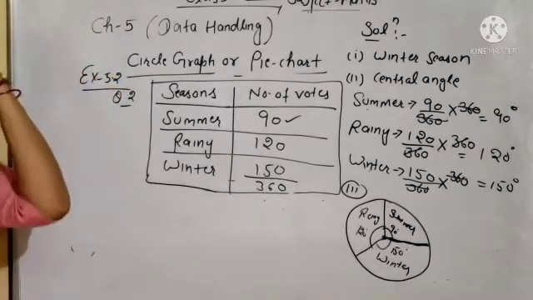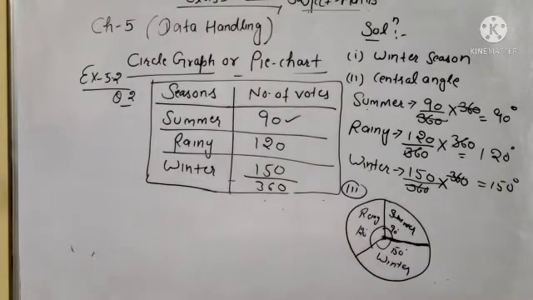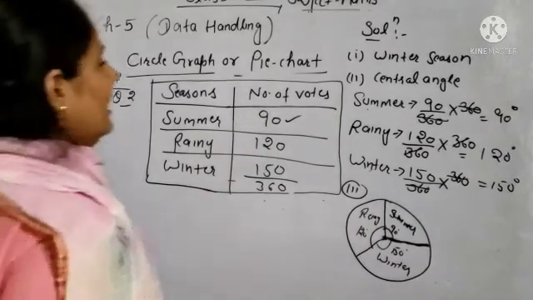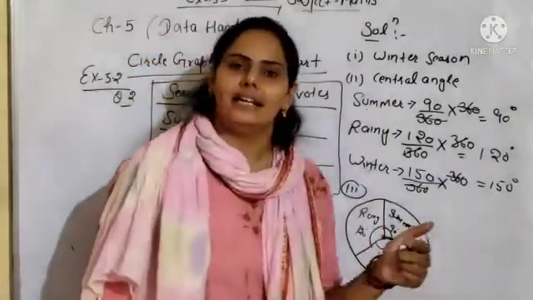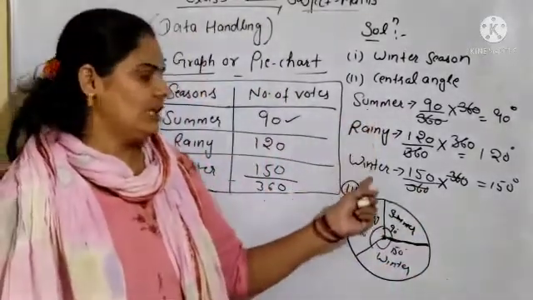Is it clear? So in the first part, what will you do, beta? You only have to find out which season got the most votes. Simply, you can see winter season got the maximum votes, 150 votes. Second, find the central angle of each sector. You have to find the central angles of all sectors: summer, rainy and winter.